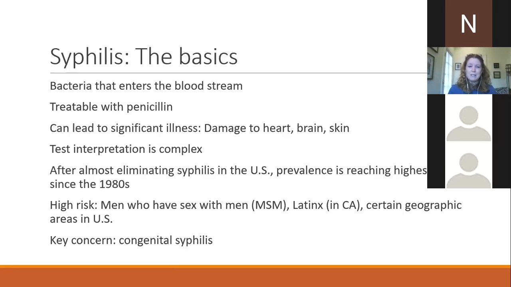Primarily, we see this in cis men who have sex with cis men, Latinas in California, and then certain pockets around the United States. One of the big concerns with syphilis is congenital syphilis. So syphilis passes easily through the placenta and can cause a devastating, life-threatening illness to a baby. So this is a completely preventable illness, congenital syphilis. And yet California has some of the highest rates. They have the highest rates, I guess I'd say, in the United States.